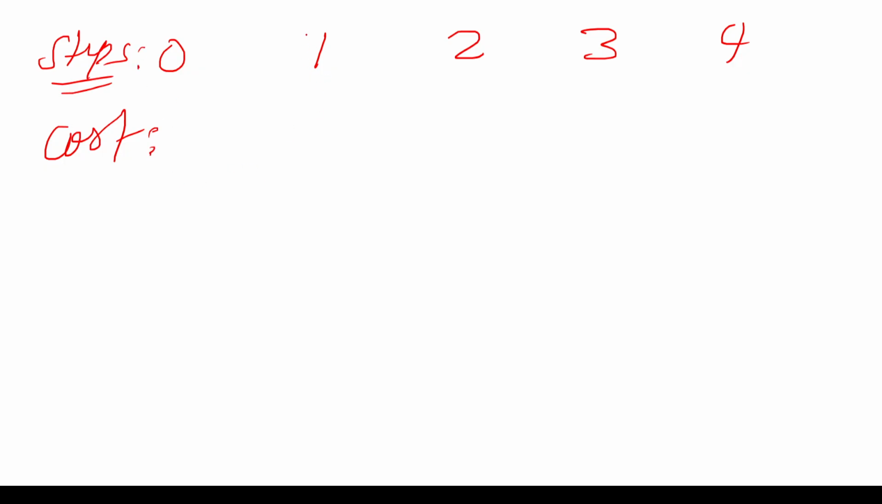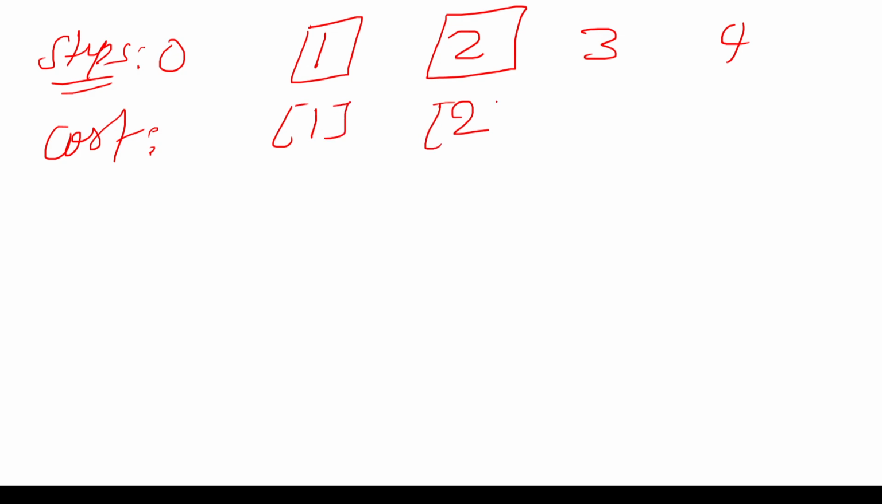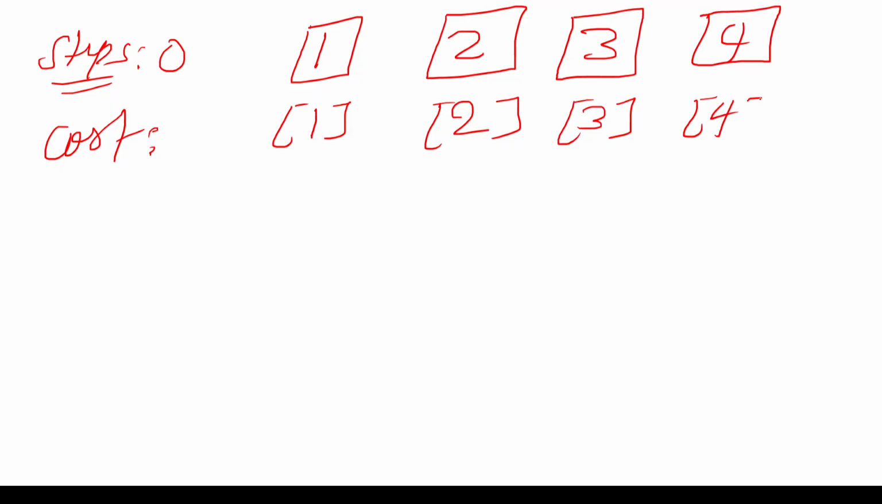When we take step 1, what we will get is a cost of 1, from 0 to 1. When we talk about step 2, we'll say the cost is 2. So cost is 1, cost is 2, like this we can say. When we are at step 3, what is the cost here? We'll say the cost here is 3. Similarly for step 4, what is the cost here? We'll say it is 4.